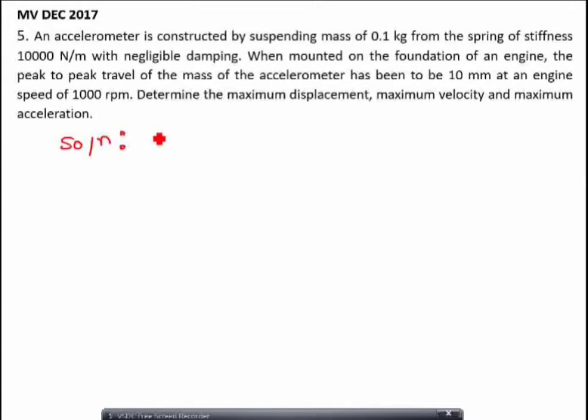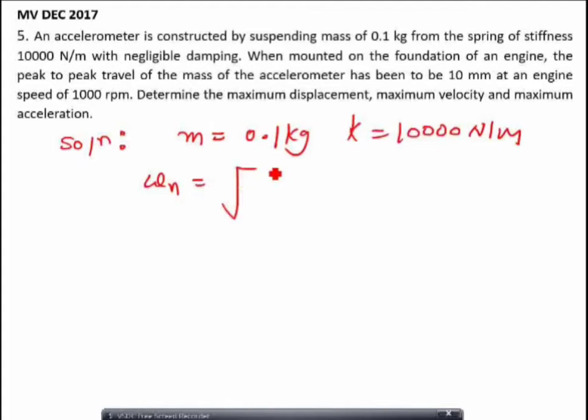The exometer is constructed by suspending a mass of 0.1 kg. Now they have given an exometer having a mass m equal to 0.1 kg and stiffness k equal to 10,000 Newton per meter. Let us immediately find out omega n, which is equal to square root of k upon m, which is equal to square root of 10,000 upon 0.1, that is 316.22 radian per second. Okay.